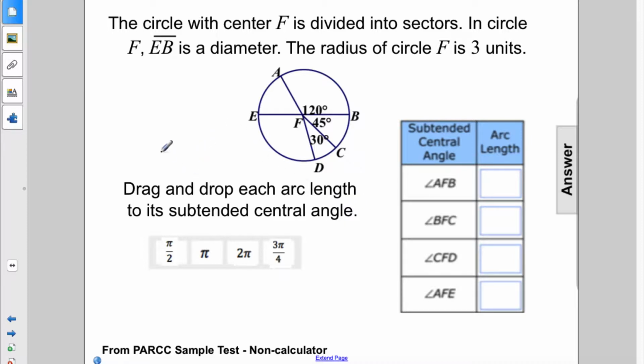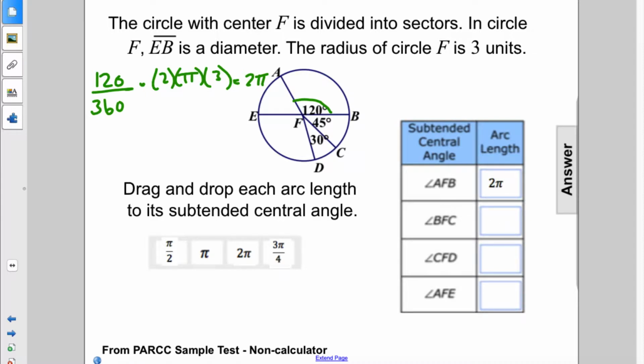All right, so here we have angle AFB. So this angle here, which has a measure of 120 degrees. We have 120 over 360 times 2 pi r. So 2 times pi times r, which is 3. So when you solve this, you get 2 pi. So we'll drag 2 pi right there.